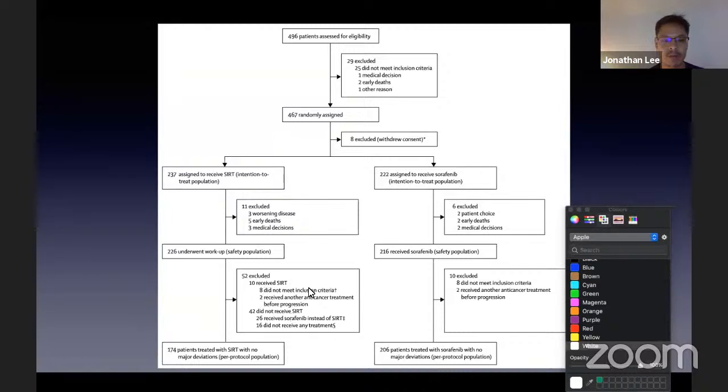And then finally, after further exclusions and separation of whether they received the intended treatment or not, we're left with the per protocol population. So from this diagram, it's worth noting that this safety population group from the SIRT group actually doesn't say SIRT treatment, it says the workup of it, which we'll come on to a bit later. And also 26 of the patients, although from the SIRT allocation group, ended up receiving sorafenib instead of SIRT.